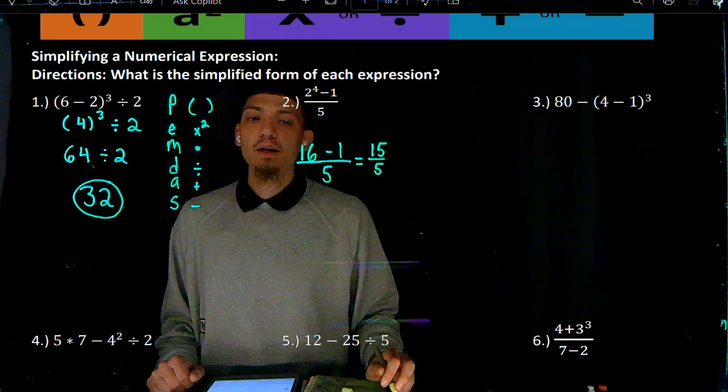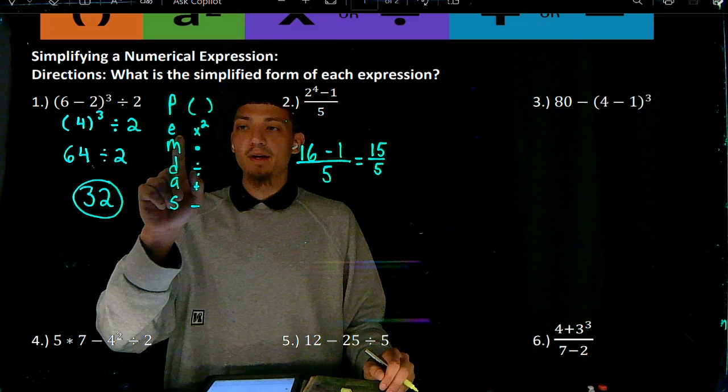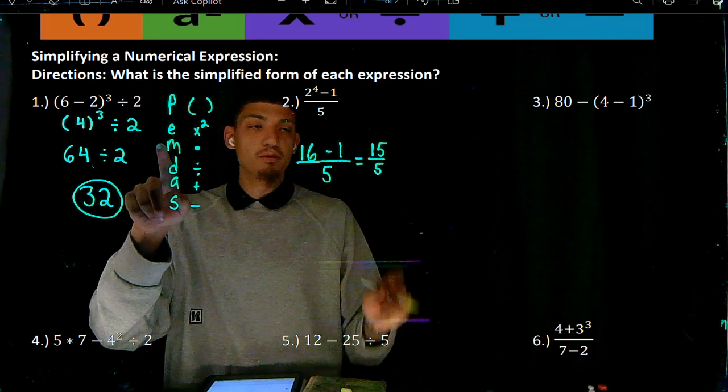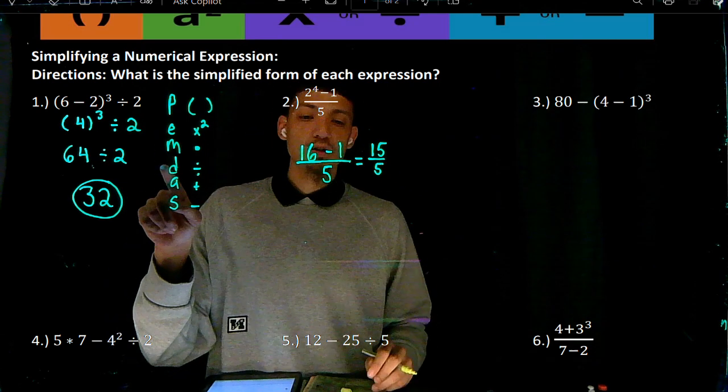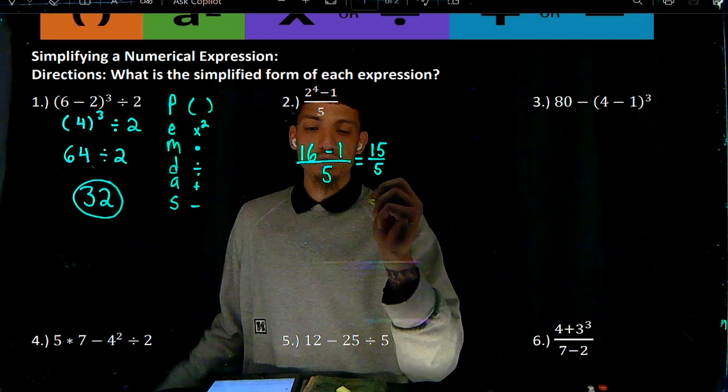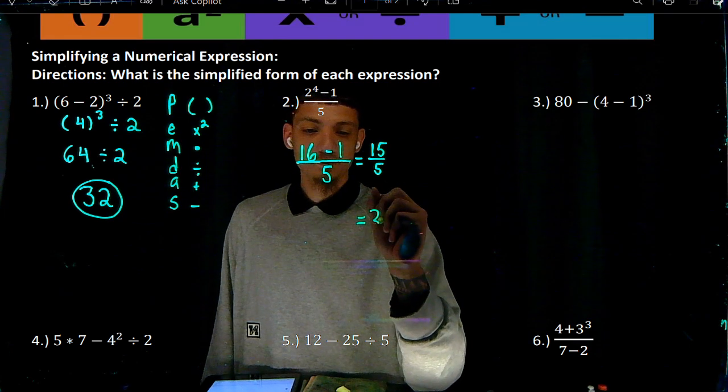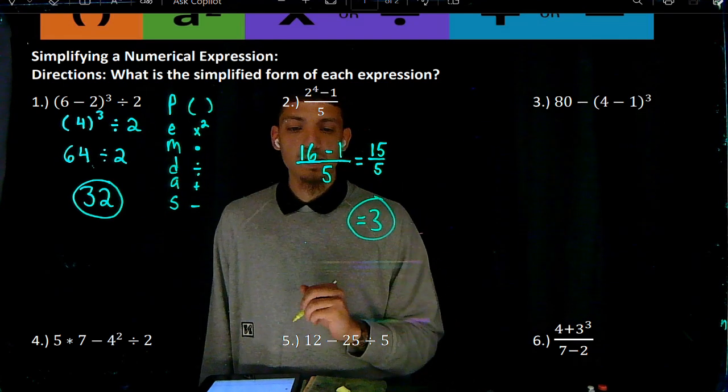And now we move on to the next step in PEMDAS. We don't have multiplication because we know a fraction means to divide. So we need to do 15 divided by 5, which is going to be 3. And that is our final answer.